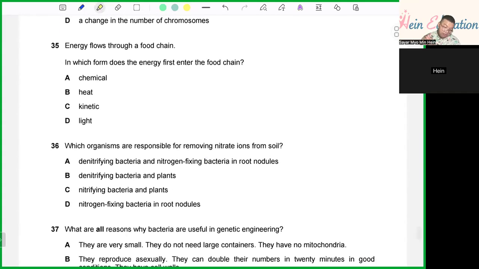Energy flow through a food chain. What first enters the food chain? If you remember, the ultimate source of energy we get is from sunlight. So sunlight enters into the food chain from the producer. So the answer is light.